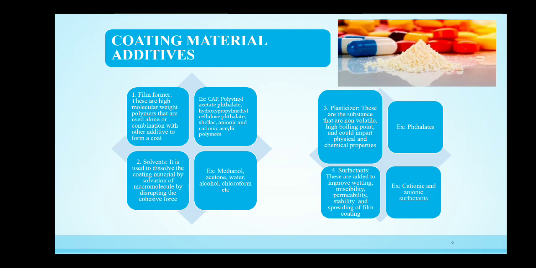Coming to the next additive, surfactants. They are added to improve wetting, miscibility, permeability, stability and spreading of the film coating. They mainly assist in penetration and dissolution of coating and release of core material. It also imparts stability to microcapsules by preventing aggregation due to charge induced by a surfactant. Examples are cationic and anionic surfactants.